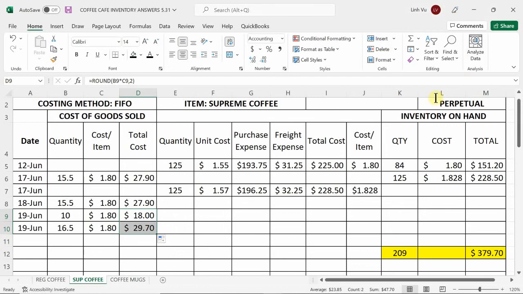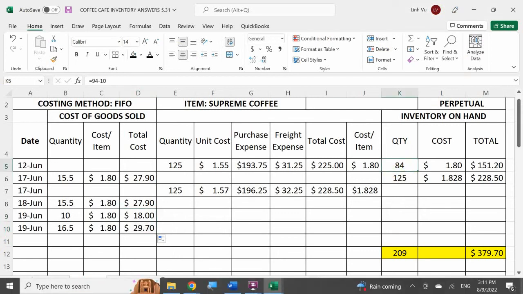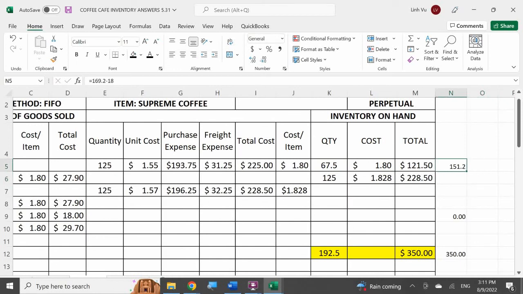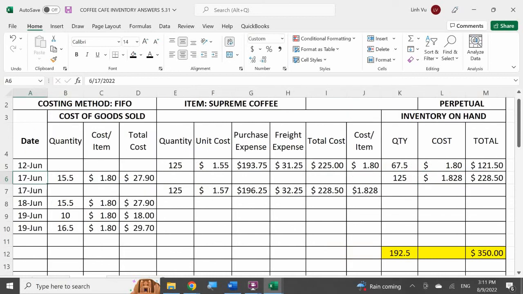$29.70. So again, I need to update my inventory because I no longer have 84 pounds because I just used 16 and a half. So how much should I have left of my first batch? 67.5. Good. And again, to double check your math, we're at 151.20 minus what we just sold, $29.70. So you should have $121.50 left. That's correct. Okay. So a grand total of 192.5 pounds left at $350 even.